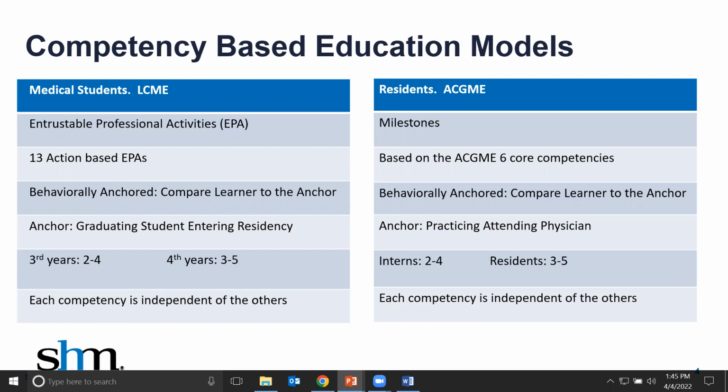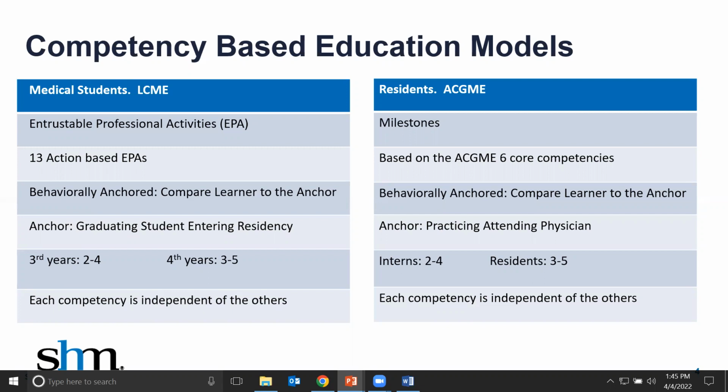And each of those competencies is independent of the other. So they may be a 2 in one activity or one competency, and a 5 or a 4.5 in another one. They may have areas where they excel or areas where they're weaker. And same thing with residents. Again, it's that practicing physician. Sometimes I feel a little bit silly because, as a practicing attending, I don't even meet some of those level 5 milestones all of the time. But again, most interns are in that 2 to 4 range, and residents are in that 3 to 5 range.